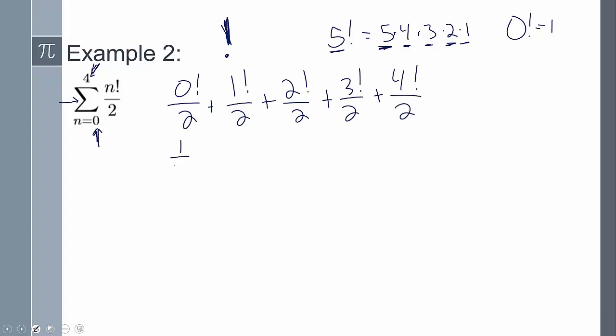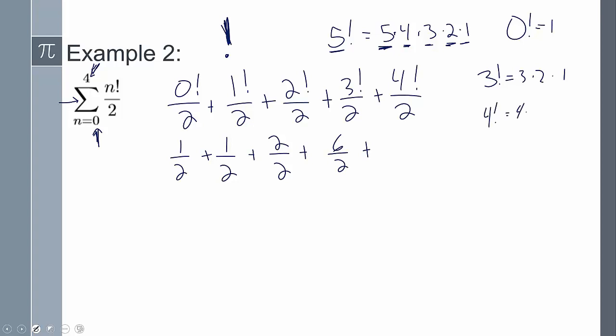So this is going to be 1/2 plus, and then 1 factorial is just 1/2, plus, and then 2 factorial, that's 2 over 2, because 2 times 1 is 2, plus, and then 3 factorial, well, I can write those off to the side. So that's going to be 6, so that'll be 6 over 2, plus, and then 4 factorial.